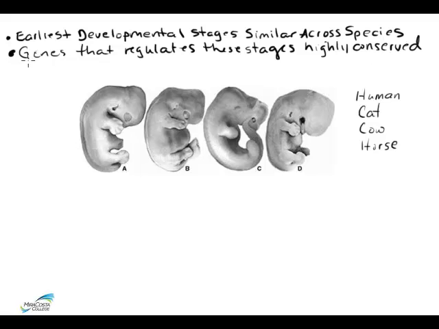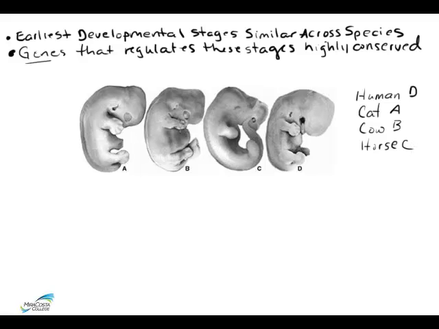And it's the developmental steps that are initiated by those commonly expressed genes that cause these stages to be so similar no matter what species you're looking at. So if you're interested in knowing which of these embryos is which, maybe you guessed, human is D, cat is A, the cow is B, and the horse is C.